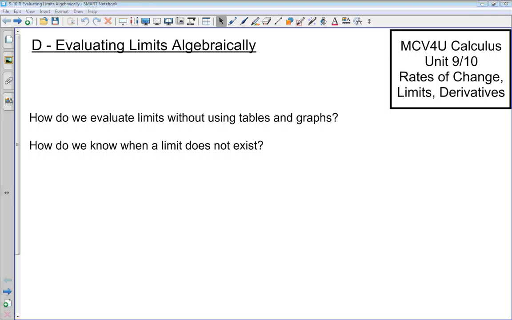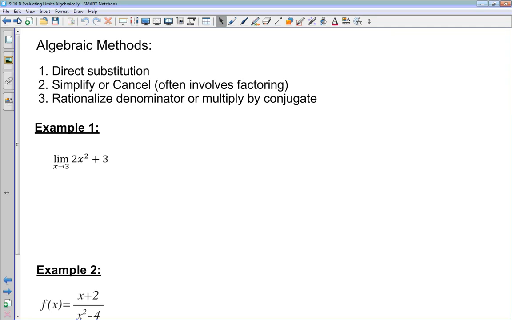So there are basically three strategies that you need to know for evaluating limits algebraically. Okay? And they're in this order. Number one is what is called direct substitution. You take that value that you're making x getting closer and closer towards, you sub it into your function and see if you get an answer. Always try that first, because if you get an answer, chances are that's going to be what your limit is.